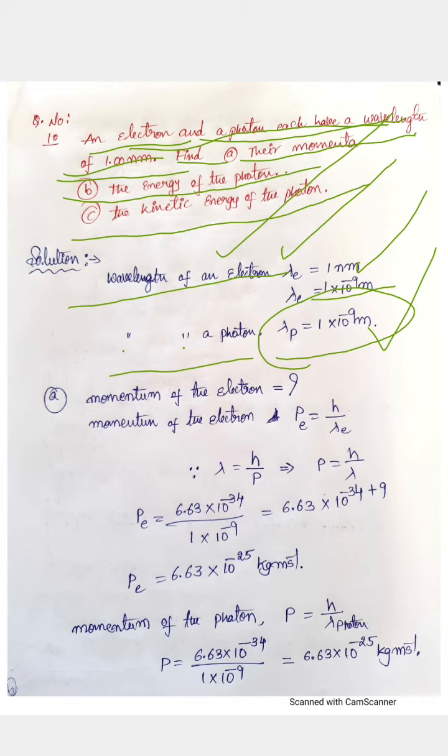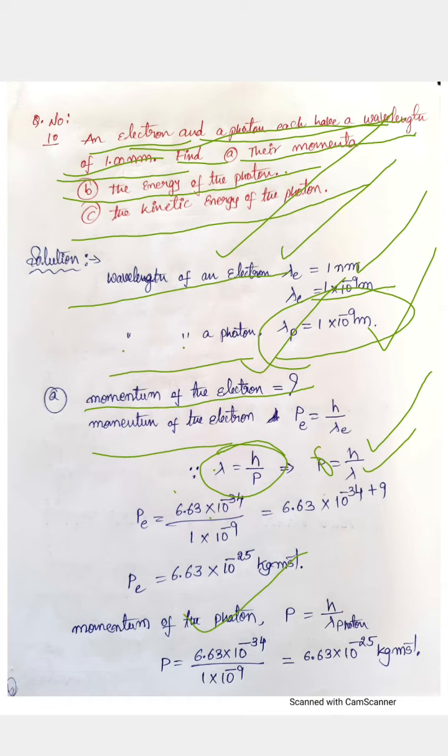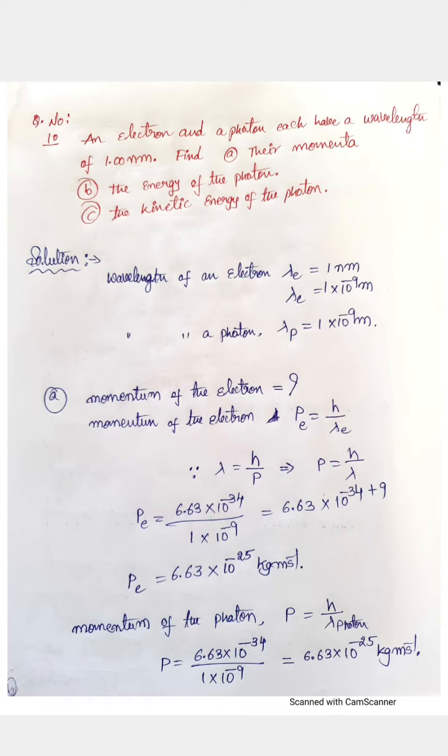Next, we are going to calculate their momentum. Their momentum means we have to calculate the momentum of the electron as well as the momentum of the photon. First, we are going to calculate the momentum of the electron. Momentum of the electron is given by, first we know the basic equation. What is that one? Lambda is equals to h by p. What you have to calculate? P is equals to what? It will be h divided by lambda. So here I have written PE is equals to h divided by lambda. Lambda E means wavelength of the electron. PE means momentum of the electron.